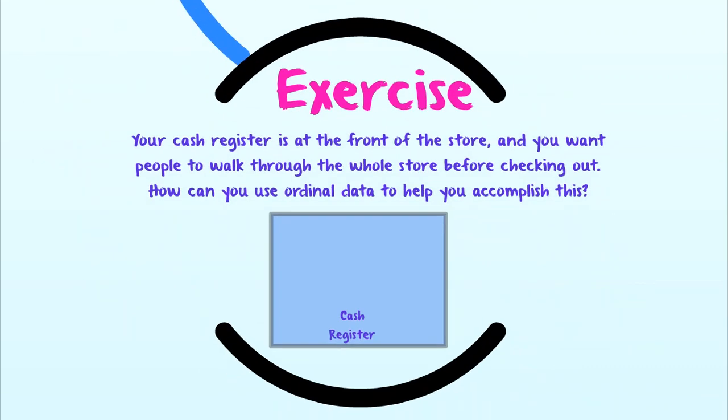Okay, so exercise. Your cash register is at the front of the store, and you want people to walk through the entire store before checking out. How can you utilize ordinal data to help accomplish this? So you've got the cash register. I should also say that the door is right next to the cash register. What can you do to utilize ordinal data to help you lay out your store better, to make sure that people walk through the entire store?